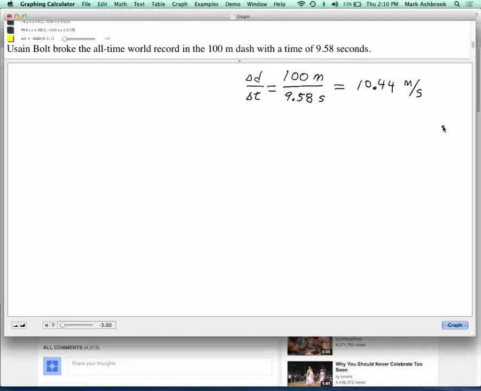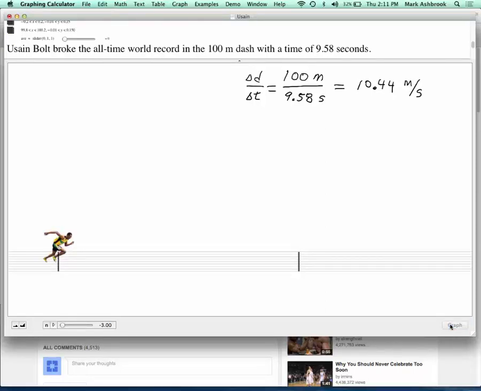Okay, so there's something to think about here, because we calculated the speed by this formula, delta d over delta t, and we got this number, 10.44 meters per second, which means going 10.44 meters every second. But now you're telling me he didn't do that. So we've got something to wrestle with here, to resolve. Jenna wants to. This is on average. Therefore, he did it at one point, but at any given moment, he wasn't necessarily running at this speed.